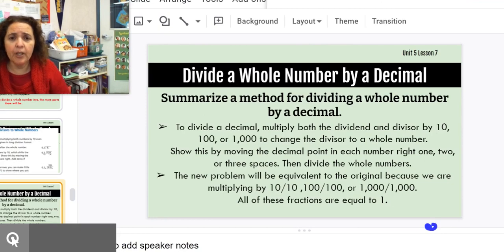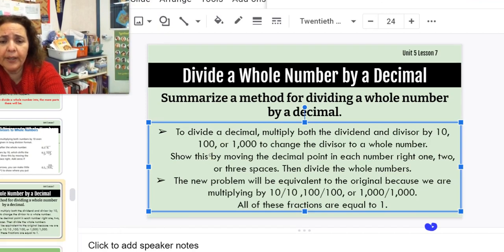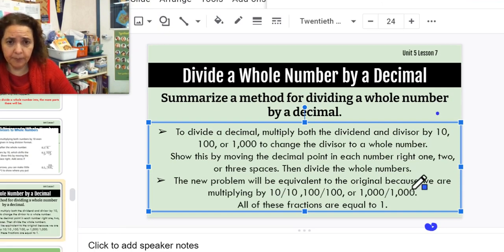To summarize, to divide a decimal, multiply both the dividend and the divisor, either by 10, 100, or 1,000, depending on what your decimal is, okay? And you're going to do this by moving the decimal point. If it's by 10, you're going to move it over one place because it's basically like multiplying by 10. If it's 100, it's like multiplying by 100, right? If it's by 1,000, you're going to multiply it by 1,000, so it's going to shift over 3 places.